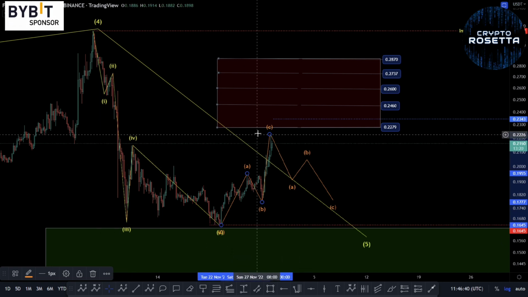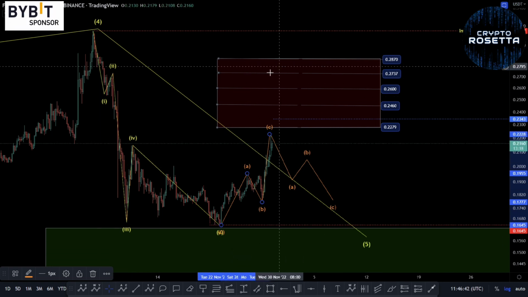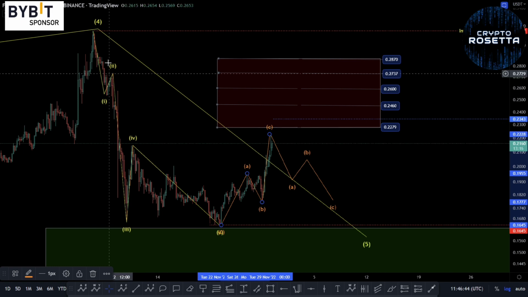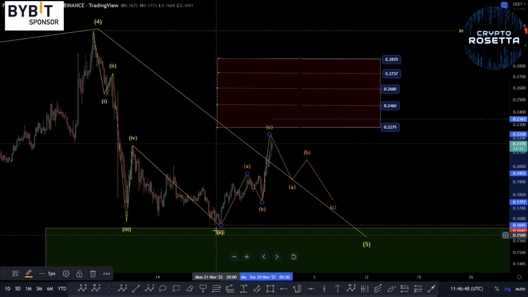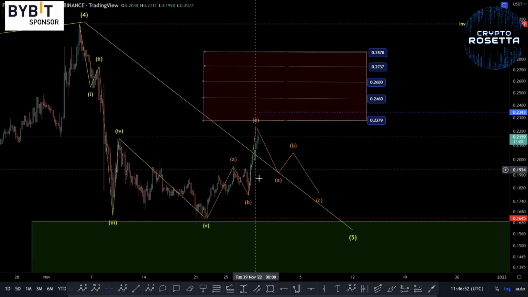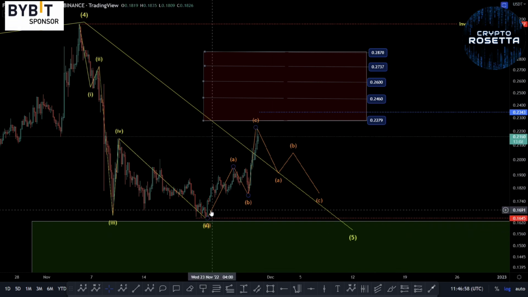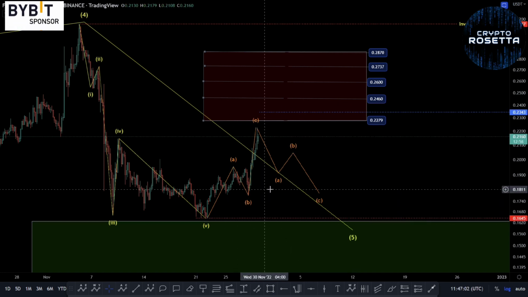I think we're either going to make a move up into this B wave retracement area and we're going to get a rejection, or we're just going to start to move down potentially from this point and break these lows and invalidate any potential impulsiveness that we have here. So dropping below this 0.1645 area would invalidate any potential impulsiveness that we might have.